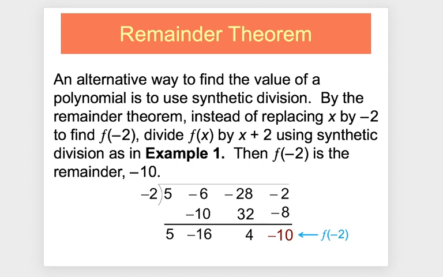So when you look at f of negative 2, it's going to give us negative 10. If we were going through the synthetic division process, that negative 10 would have been divided by x minus k in this case, which would have been x plus 2.